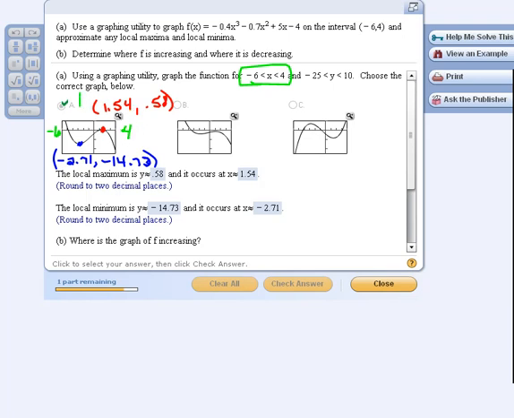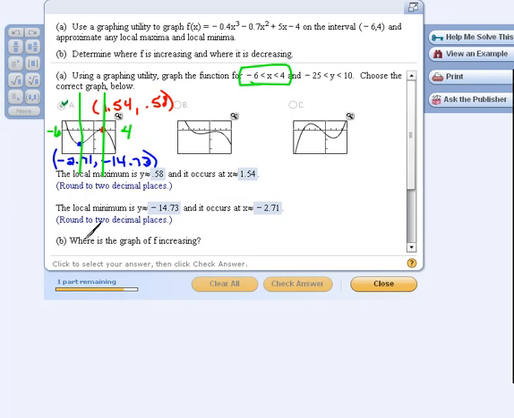So if we look at this as areas here, we can see that the graph is decreasing from the negative 6 all the way over here to this minimum, which was negative 2.71 as an x value. So we know now we're decreasing from negative 6 to negative 2.71. Then we turn around and we increase from negative 2.71 to 1.54. Then we turn around and we decrease all the way over to 4.